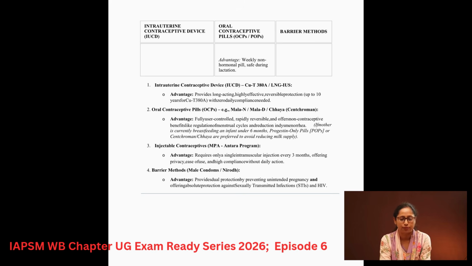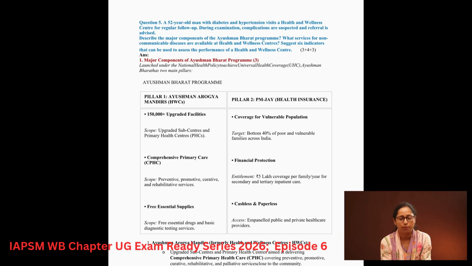Now, coming to question number 5: a 52-year-old man with diabetes and hypertension visits a health and wellness center for regular follow-up. During examination, complications are suspected and referral is advised. Describe the major components of the Ayushman Bharat program. What services for non-communicable diseases are available at health and wellness centers?